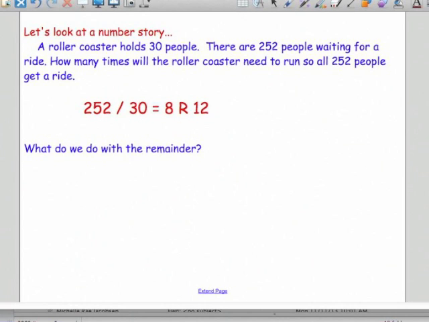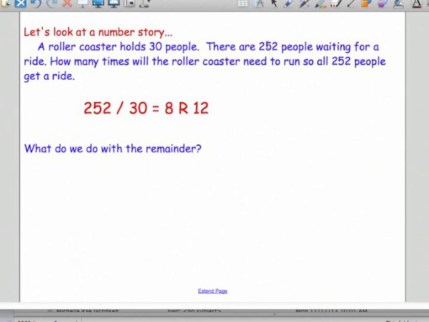Okay, so hopefully when you did 252 divided by 30, you got an answer of 8, remainder 12. Now when we think about that 12 that are remaining, it's going to have to go 8 times, but there's still going to be 12 people, because that was our big number we were dividing up, 12 people that haven't gone on the roller coaster yet.